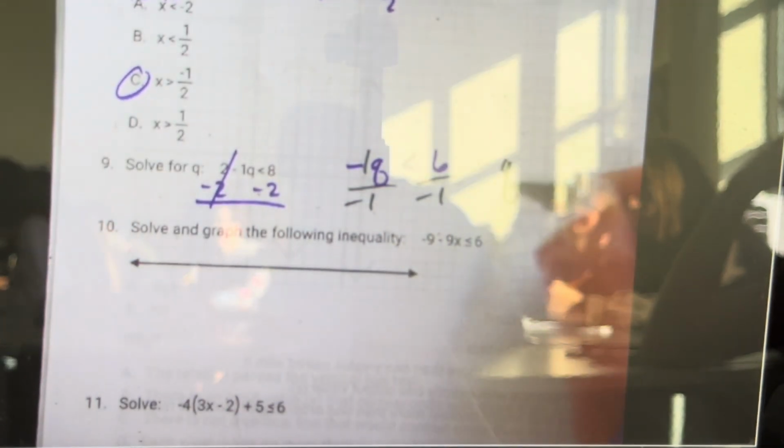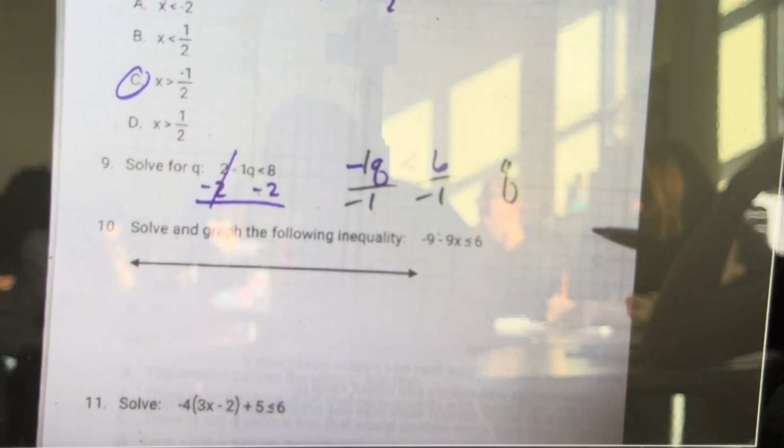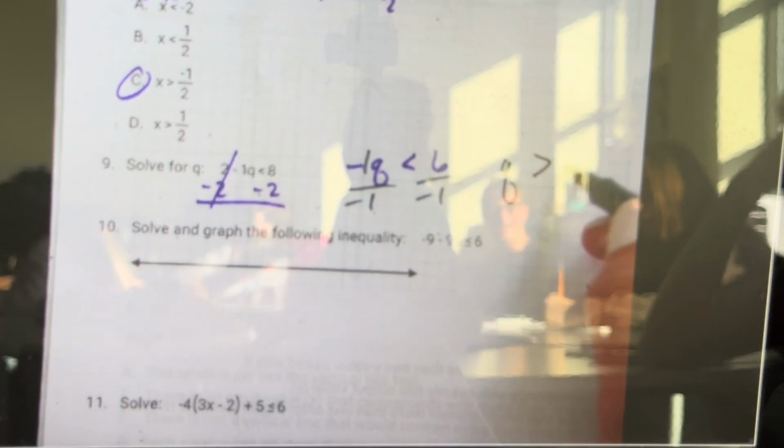Negative 1. So q is what? Is it still less than? No, it's going to be greater than negative 6.